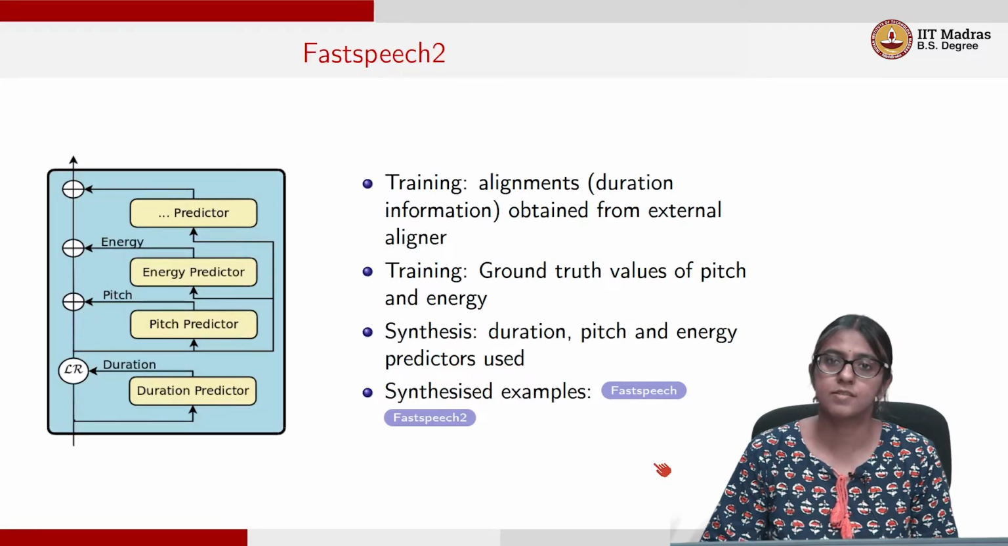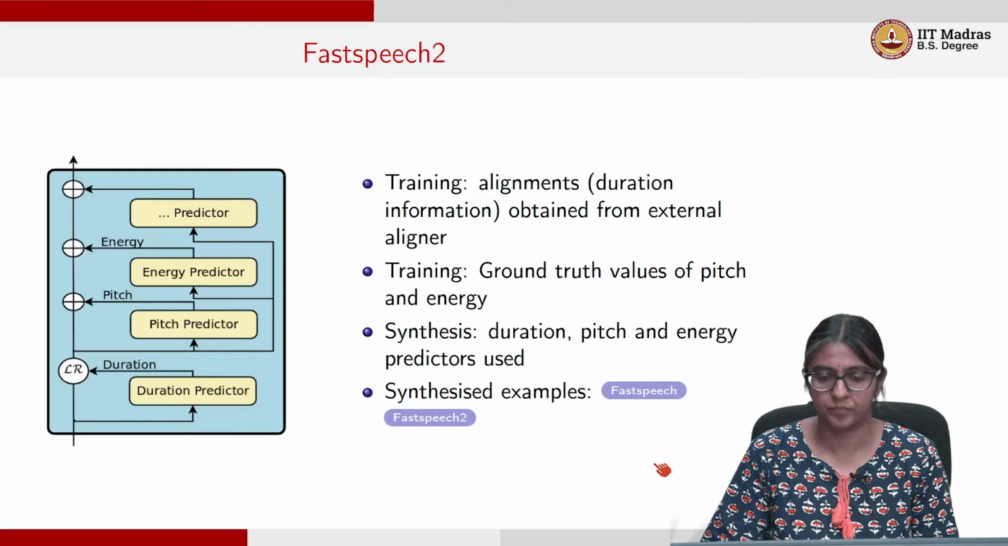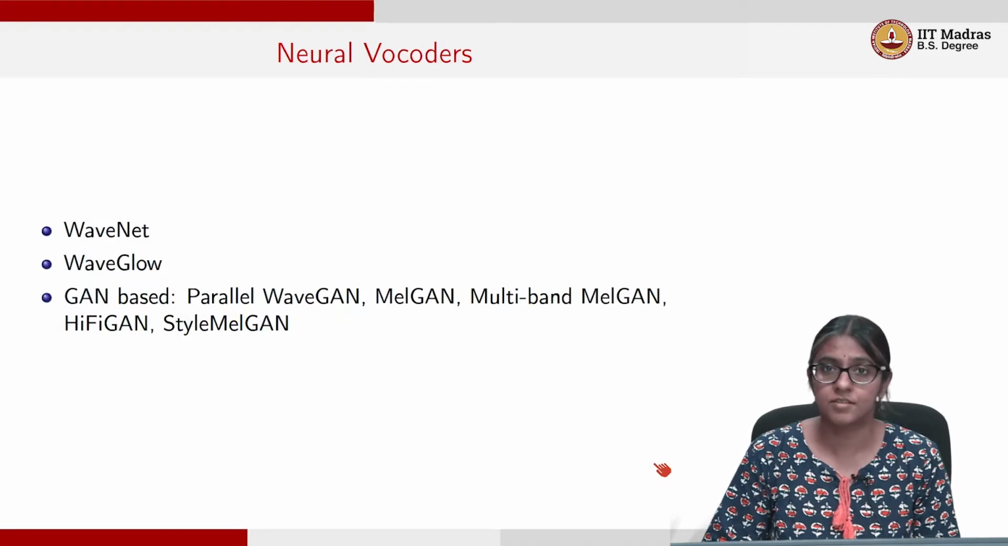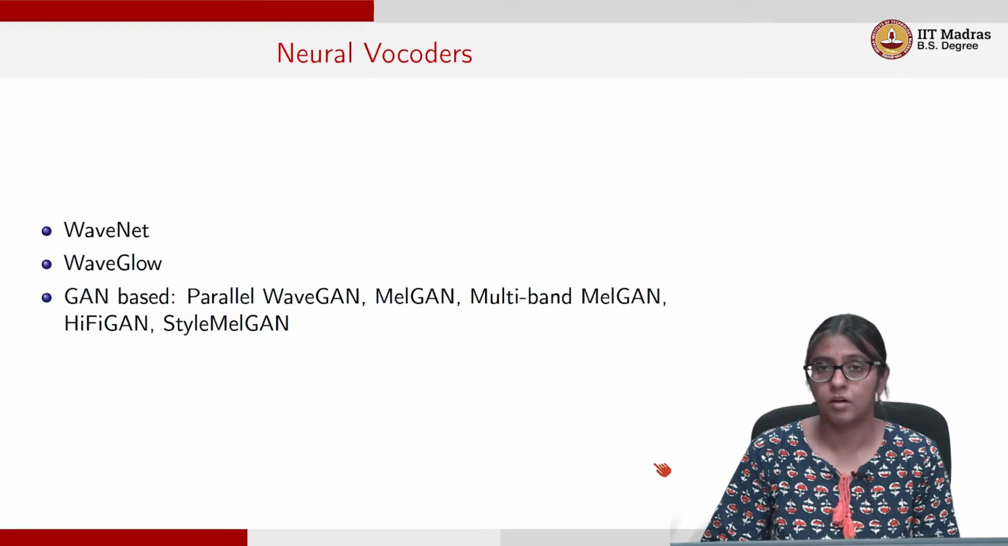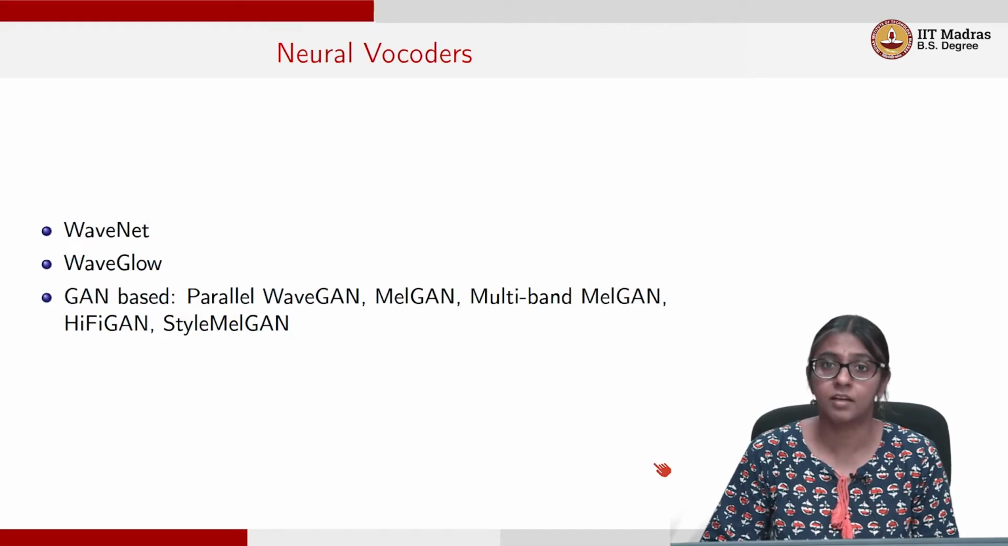So you can see, because of this energy and pitch information being included, the prosody is better in FastSpeech 2 compared to FastSpeech. So now in all the architectures that we have seen, that is Tacotron 2, FastSpeech and FastSpeech 2, Mel spectrograms are produced. So then again we need to make use of a vocoder for speech synthesis.